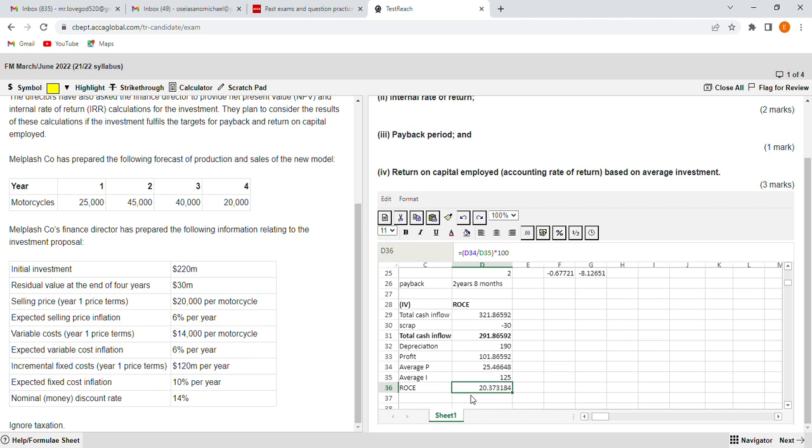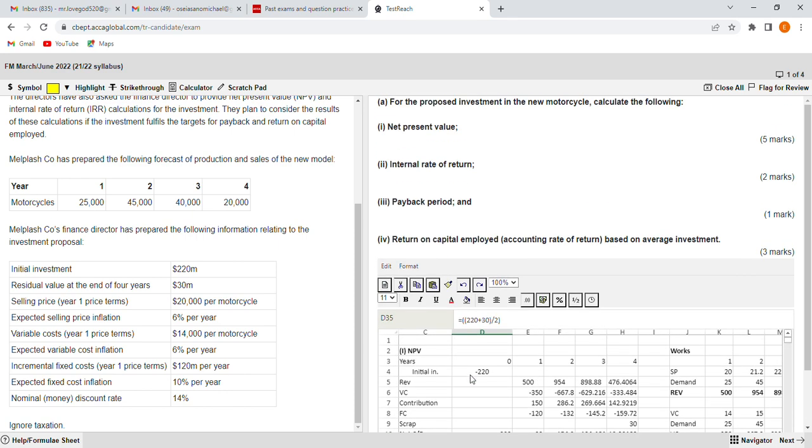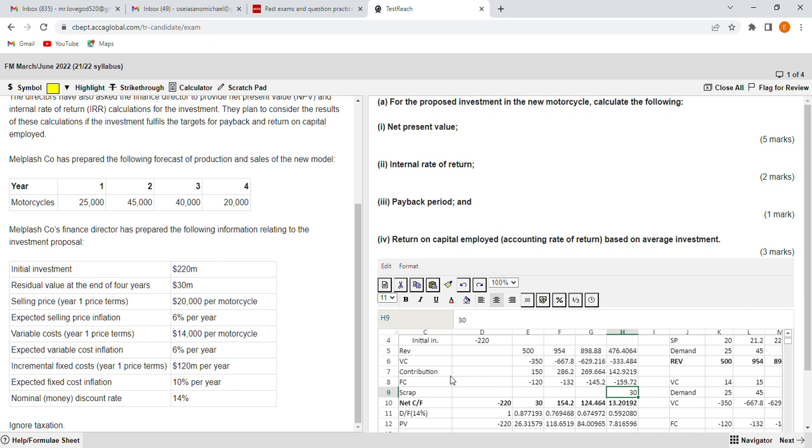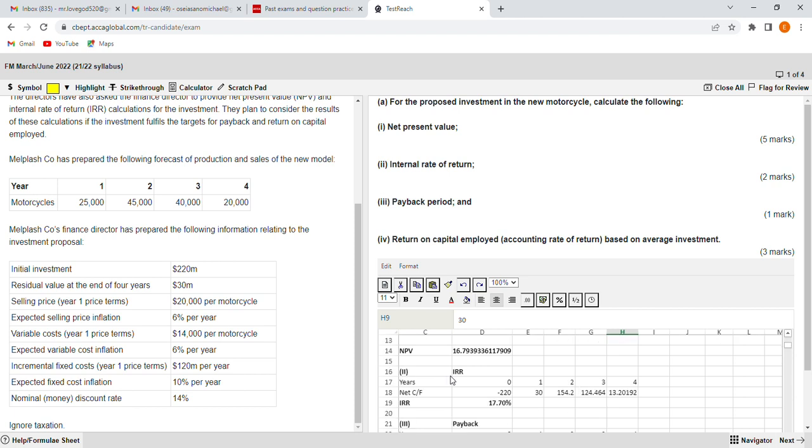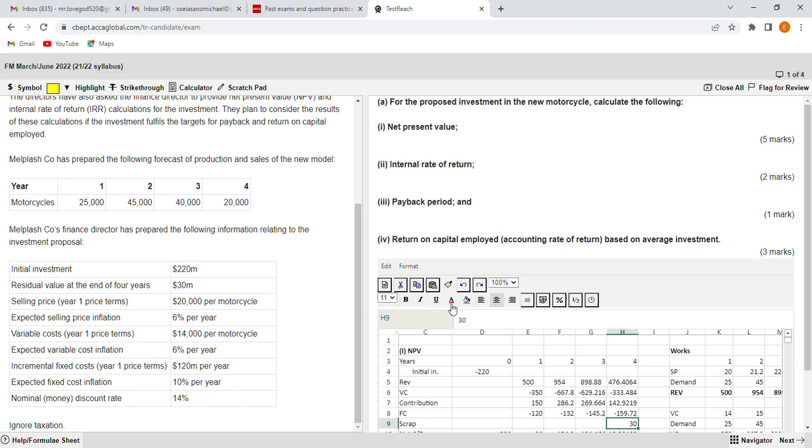So return on capital employed is actually average profit over average investment. The average investment is very simple. It is just the initial investment, which is this 220 plus the scrap of 30 divided by 2. Always the average investment is initial investment plus scrap divided by 2. Now you have to look for your accounting profit. The accounting profit is your cash flows minus your depreciation, then you divide it by the number of years to get your average profit, then you divide it to get your answer.